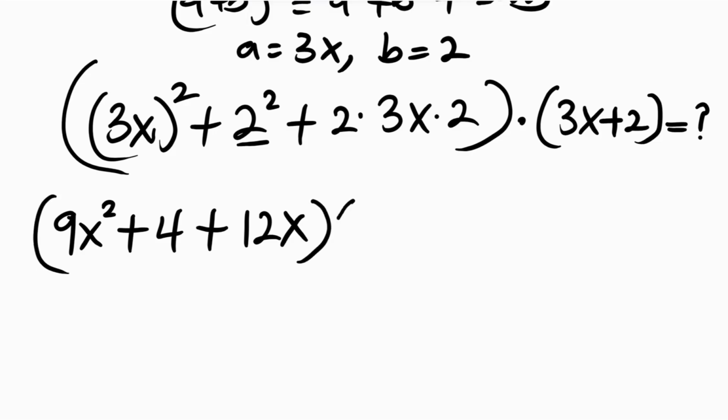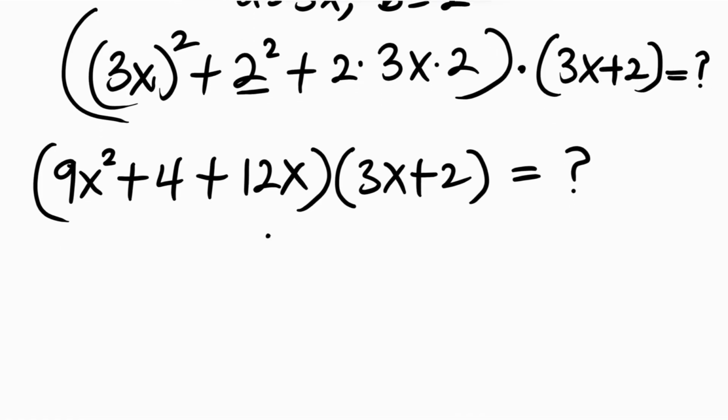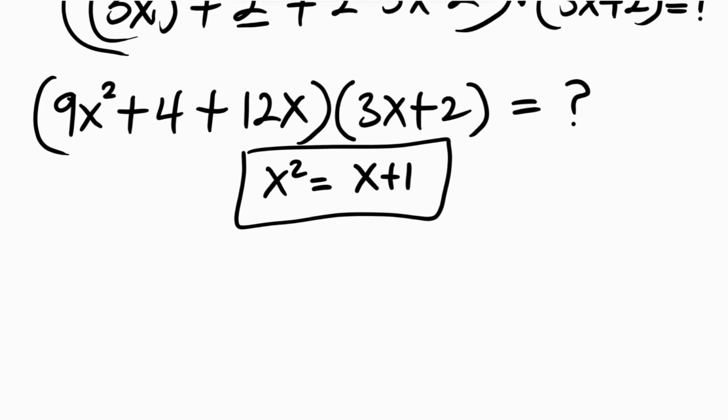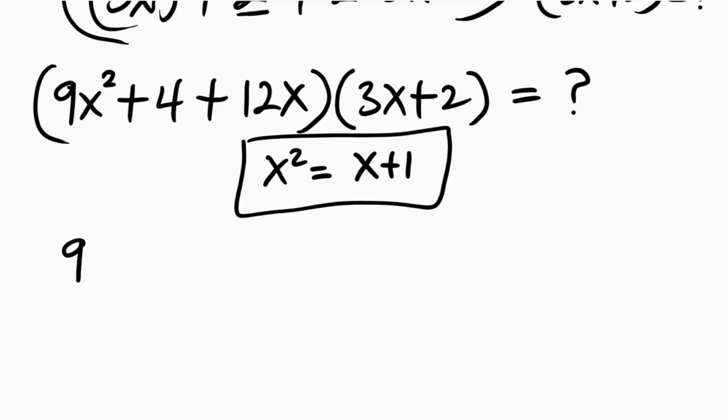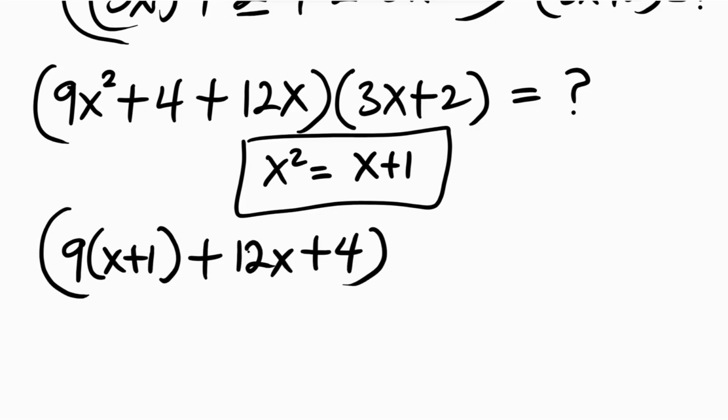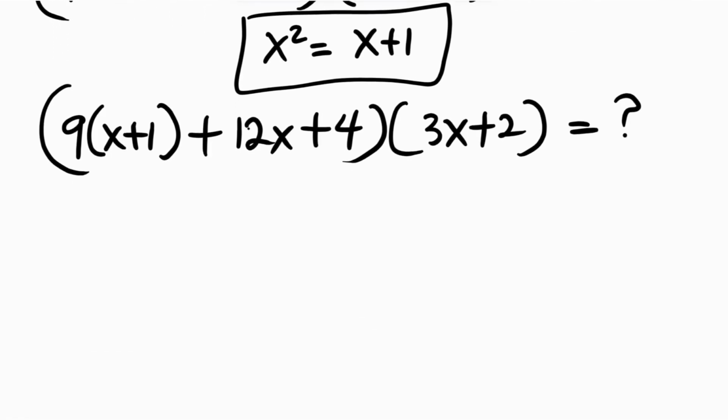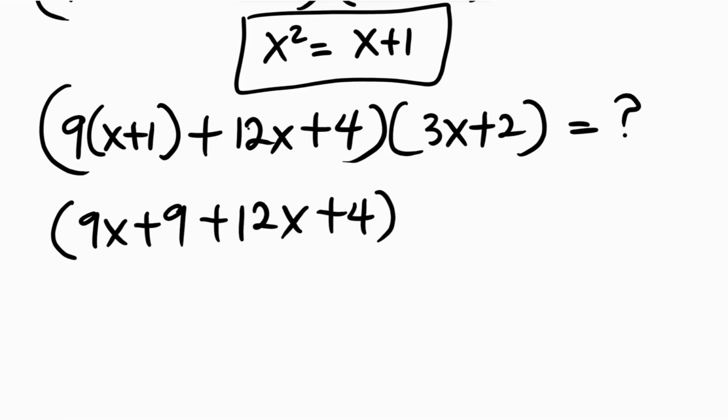Okay. Times (3x plus 2). We remember again that our x squared is the same thing as x plus 1. So let's plug that in. So now we have (9 times (x plus 1) plus 12x plus 4) times (3x plus 2). Right. So let's open the brackets. We have (9x plus 9 plus 12x plus 4) times (3x plus 2).